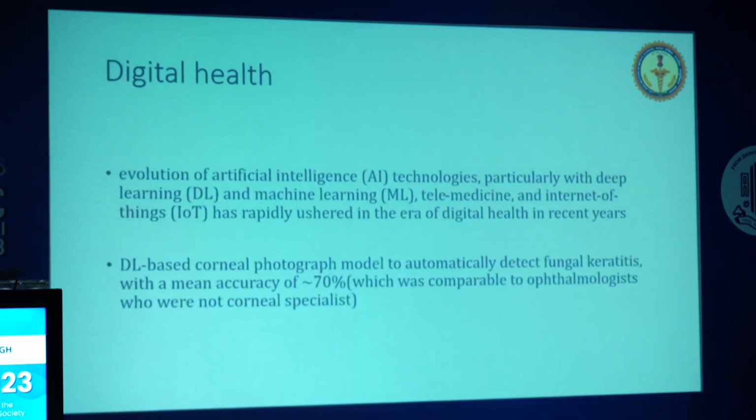And of course, artificial intelligence, even infectious keratitis is not spared by artificial intelligence. It is said that it can diagnose a corneal ulcer with an accuracy up to 70%, which was comparable to the ophthalmologists who were not cornea specialists.